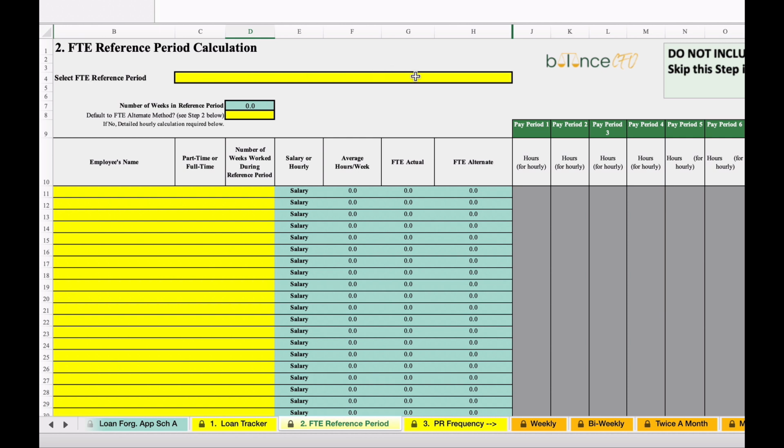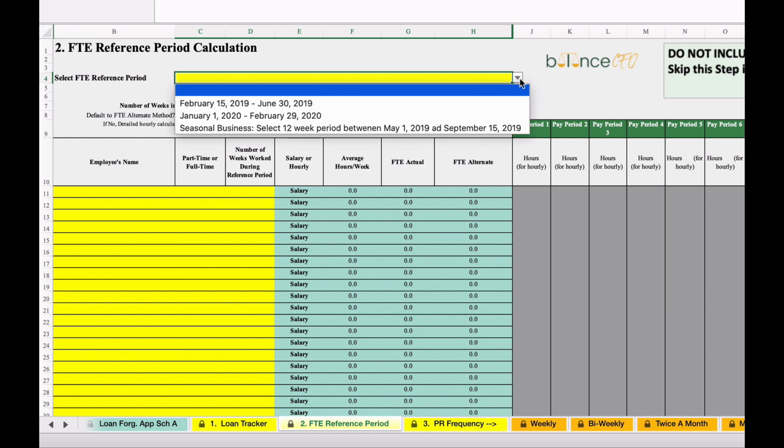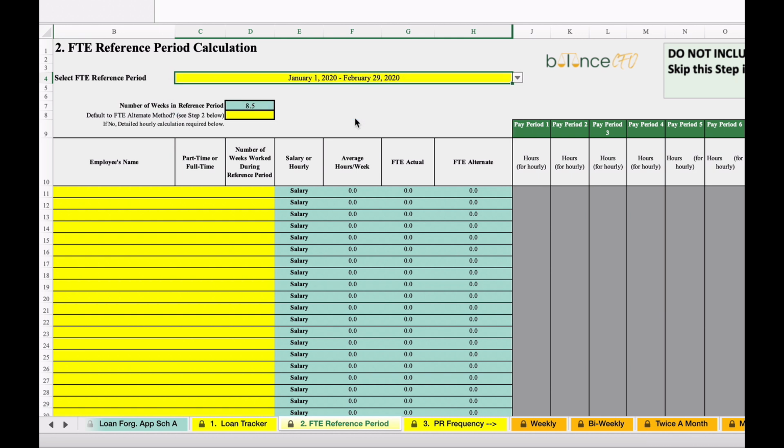So select the FTE reference period. This is the period we're going to compare against. You have a bit of a choice in what period you use as your comparison period. You can do February 15th to June 30th, 2019. You can do January 1st, 2020 to February 29th, 2020. Or you can do seasonal, selecting 12 weeks between May and September, but you have to be a seasonal business to do that. It has to be a consecutive 12-week period in there. So let's go January 1st to February 29th, 2020.